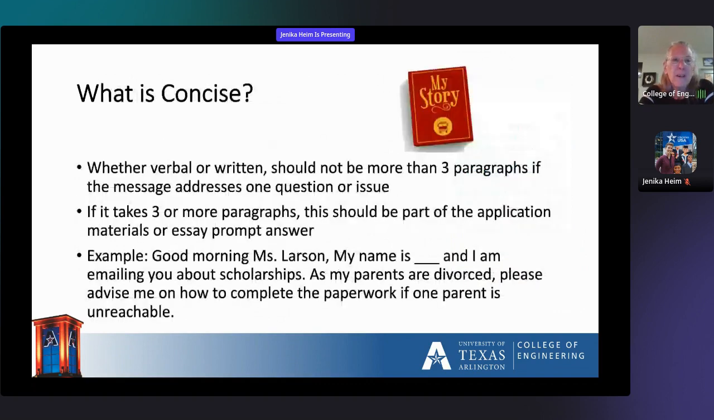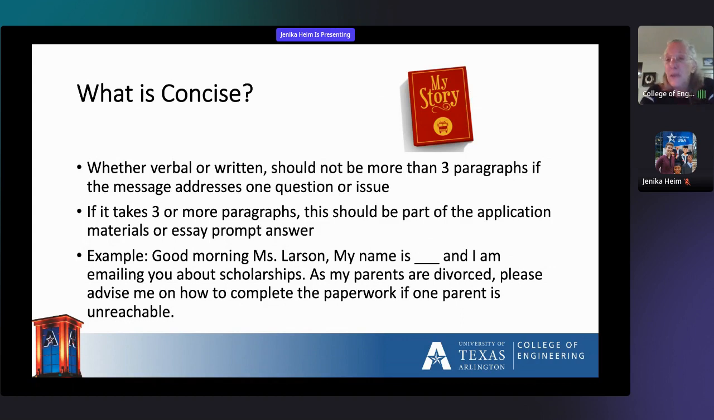So a couple of clarifications. Be concise. Your email to an admission officer should be no more than 3 paragraphs. If it's 3 or more paragraphs, it should be part of your application. And here's a really good example. Good morning, Ms. Larson. My name is Lynn, and I am emailing you about scholarships. As my parents are divorced, please advise me how to complete the paperwork if one parent is unreachable.